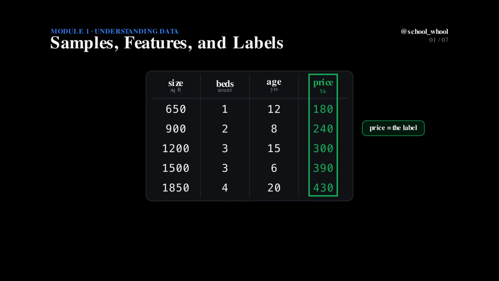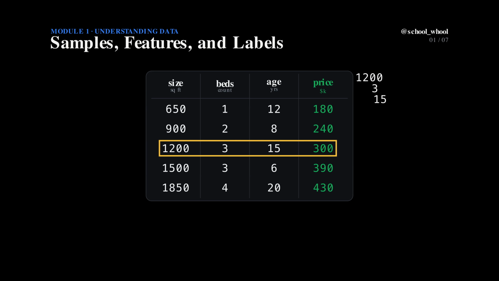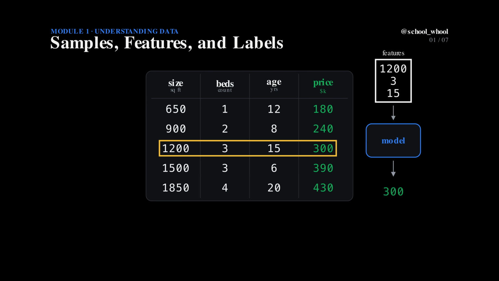So what does learning really mean? Take any single apartment. Its features go in, size, bedrooms, age. The model reads them, and out comes its guess at the label, the price. Learning is finding the rule that turns those inputs into that answer.